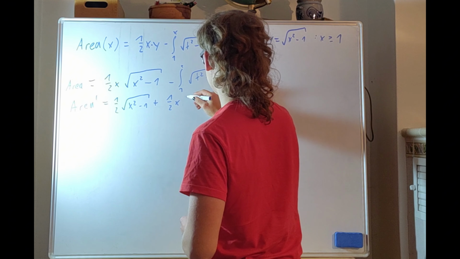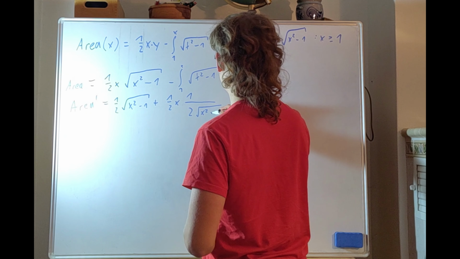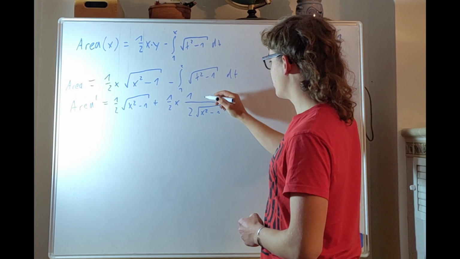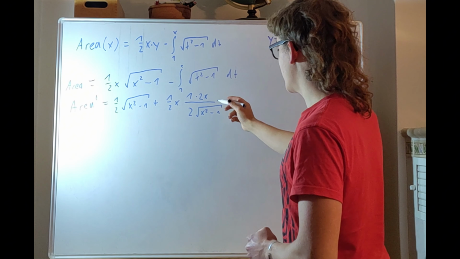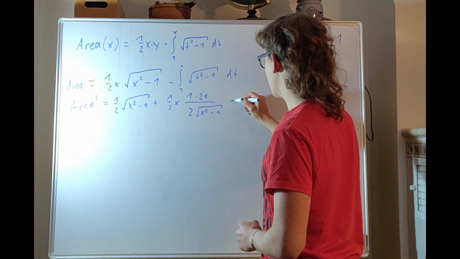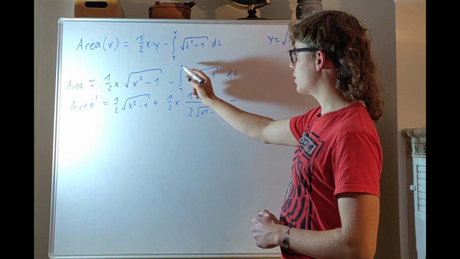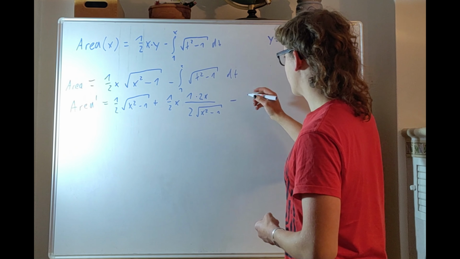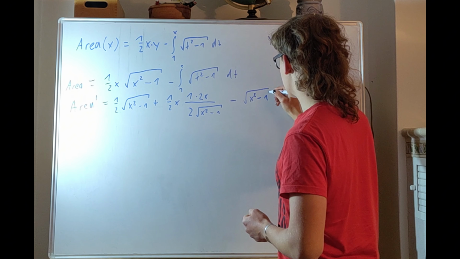And then differentiate that, so that's 1 over 2 square root of x squared minus 1. And then we have to redifferentiate on the top. So that's 2x. And then we still have to subtract all of this. And because that's an integral that goes to x, we can just use the fundamental theorem of calculus. So this will be equal to x squared minus 1.